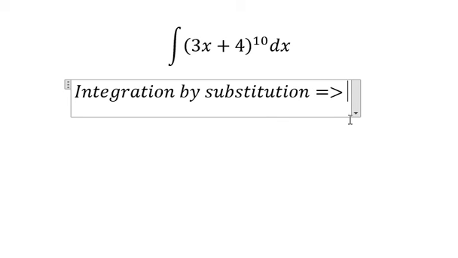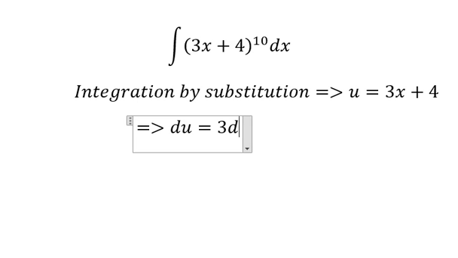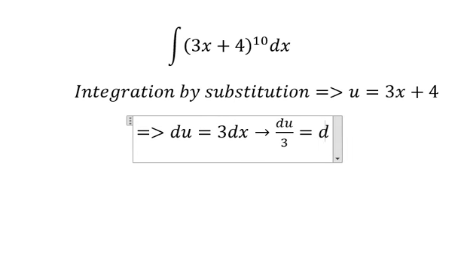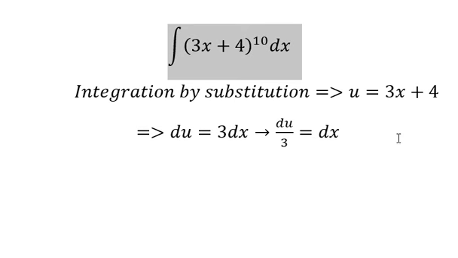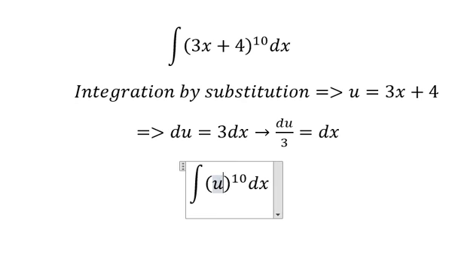So we have u equals 3x plus 4, du equals 3dx. Because in here we don't have the number 3, we get du over 3 equals dx. So this one we change to u, and dx we change to du over 3.